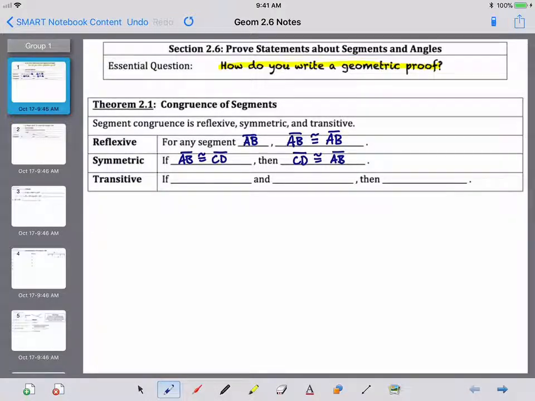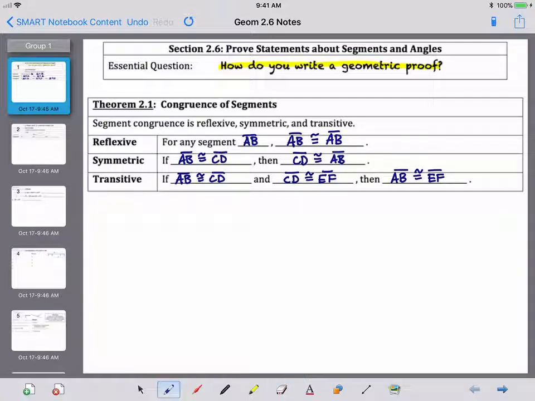And lastly, the transitive property, where you cut out the middleman. So if segment AB is congruent to segment CD and segment CD is congruent to a third segment EF, then you can cut out the middleman and just say that segment AB is congruent to segment EF.